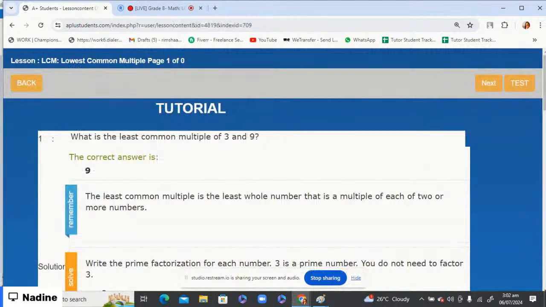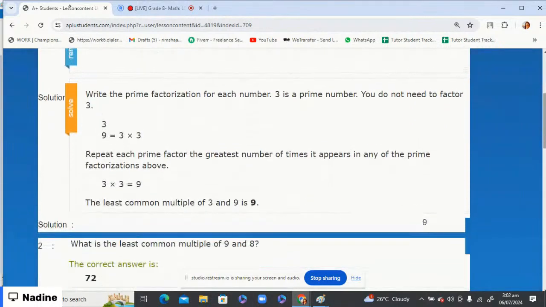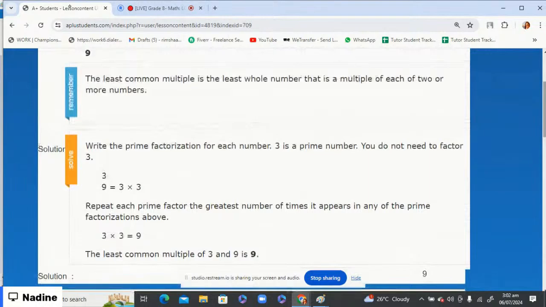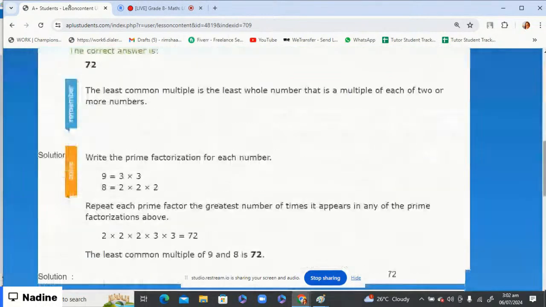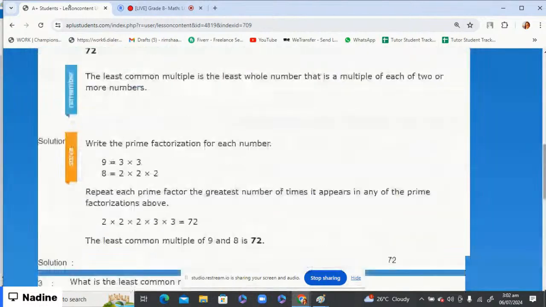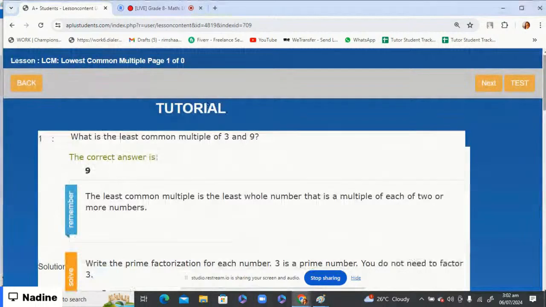For lowest common multiple, what is the least common multiple of 3 and 9? First of all, we are going to find the factors of 3 and then 9, and then multiply. In the same way for 9 and 8, we are just going to multiply all of it. Multiply the common and non-common numbers with each other.